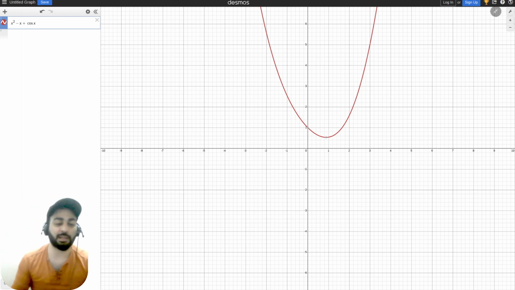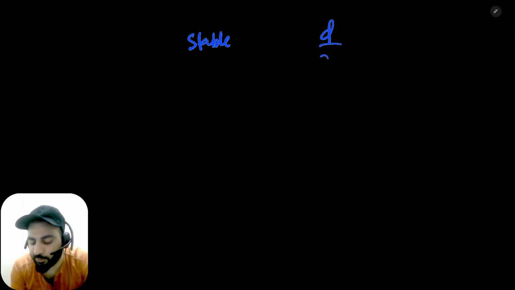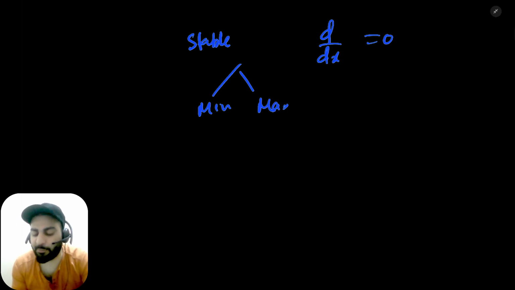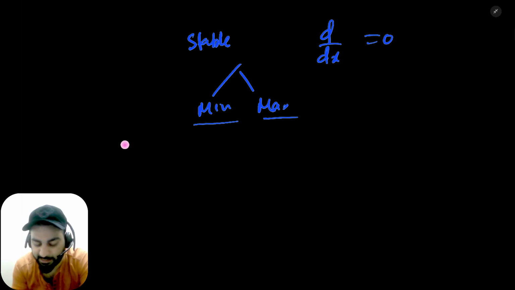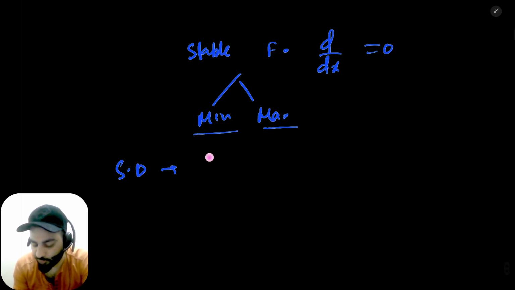What I'm telling you is, just see this Desmos calculator and try to graph different functions and find the stable point first. What is the stable point? When the derivative is equal to 0, when this first derivative becomes 0. If you want to see whether it is a minima, a maxima, or a saddle point, we'll see the saddle point separately. For minima and maxima, we look at the second derivative. This is the first derivative, and this is the second derivative. If it is positive, it is minima. If it is negative, it's maxima.